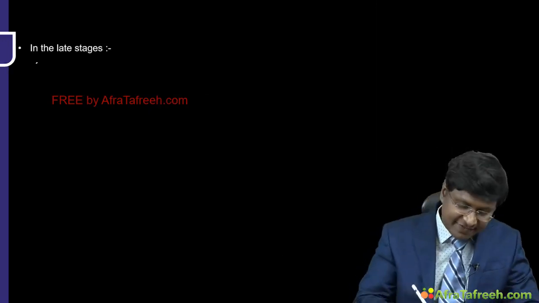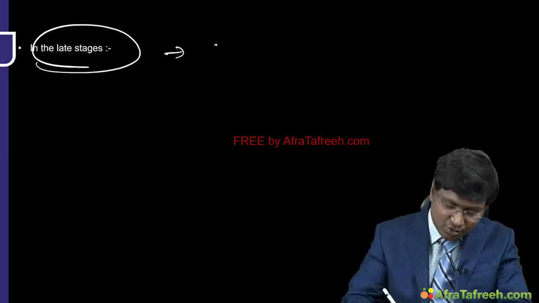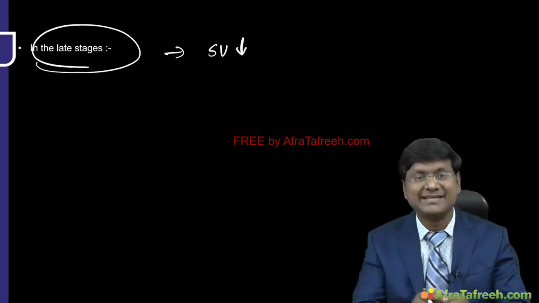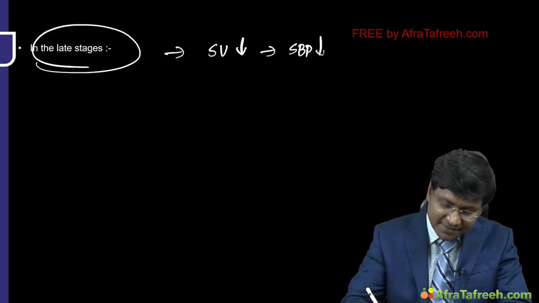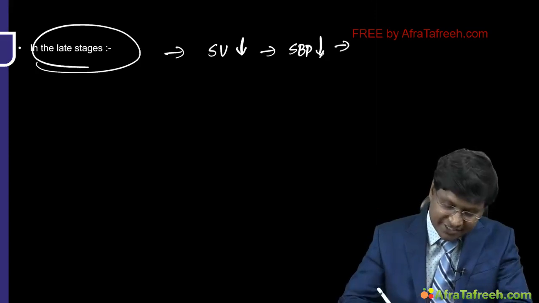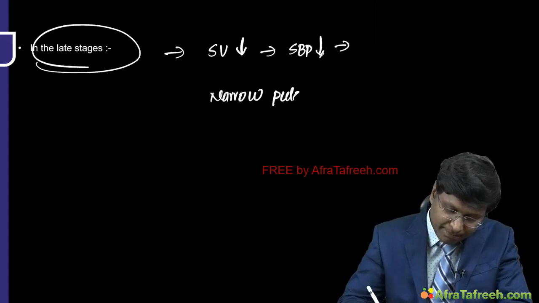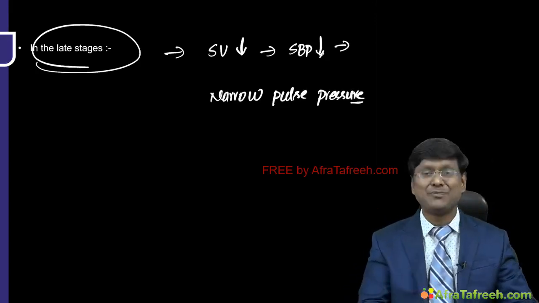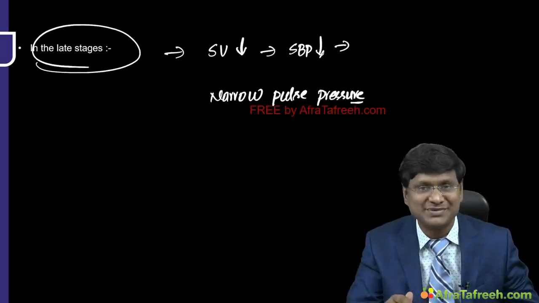But as the severity of the aortic stenosis increases, in the late stages, the stroke volume declines. Once the stroke volume declines, systolic blood pressure decreases, and there will be a narrow pulse pressure. So narrower is the pulse pressure, more severe is your aortic stenosis.